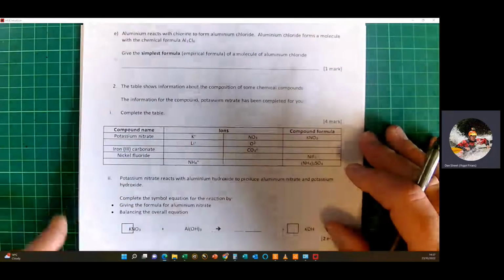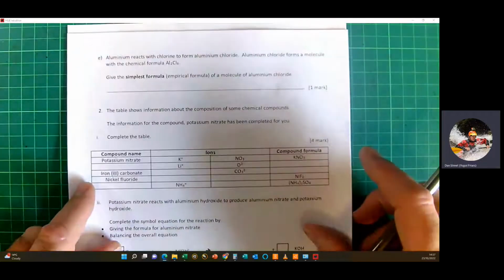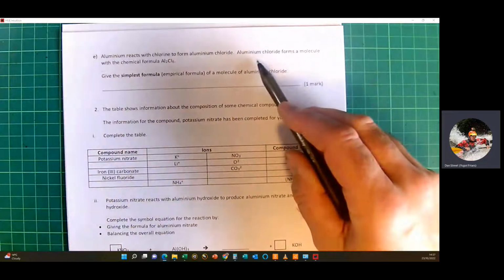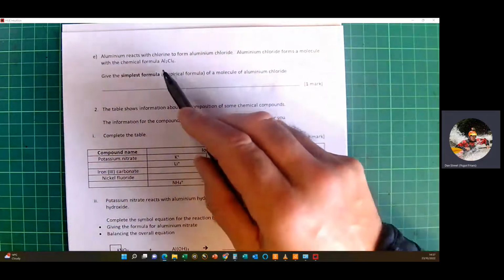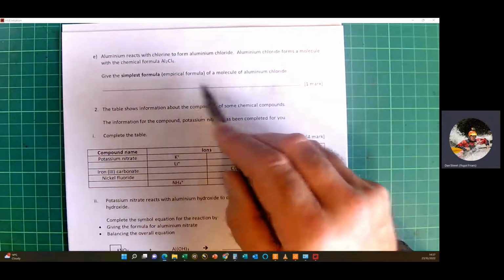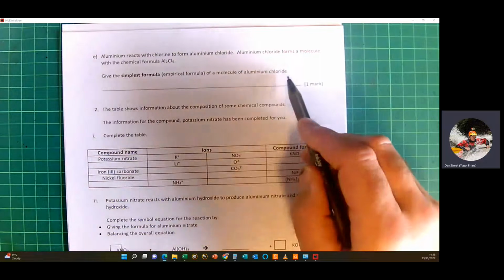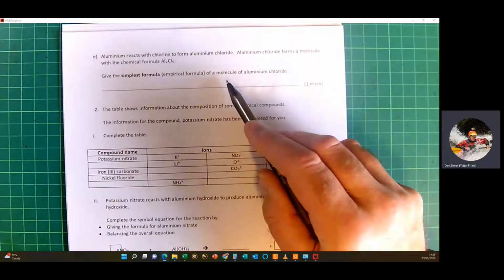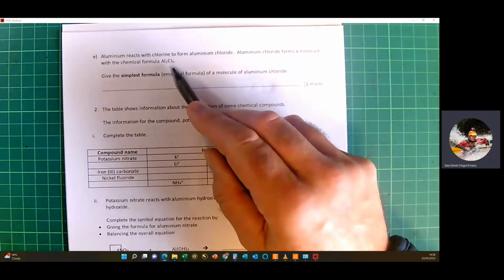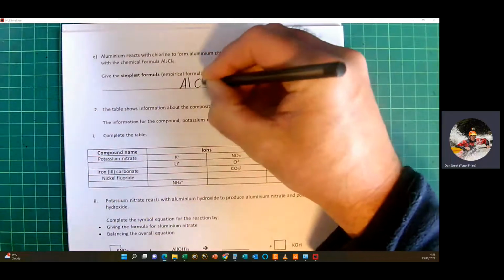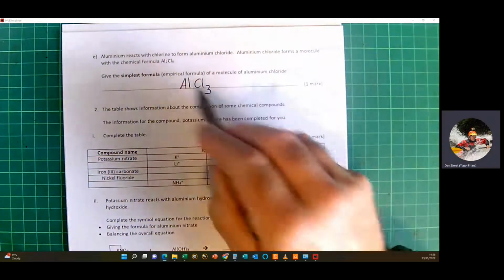So this question was a simple version of an empirical formula question. It says aluminium reacts with chlorine to form aluminium chloride. Aluminium chloride forms a molecule with a chemical formula Al2Cl6. Give the simplest formula or empirical formula of the molecule of aluminium chloride. So remember that the simplest or empirical formula is the lowest ratio possible of elements in a formula. And so in this instance, it would be AlCl3. If we double that, we get that.